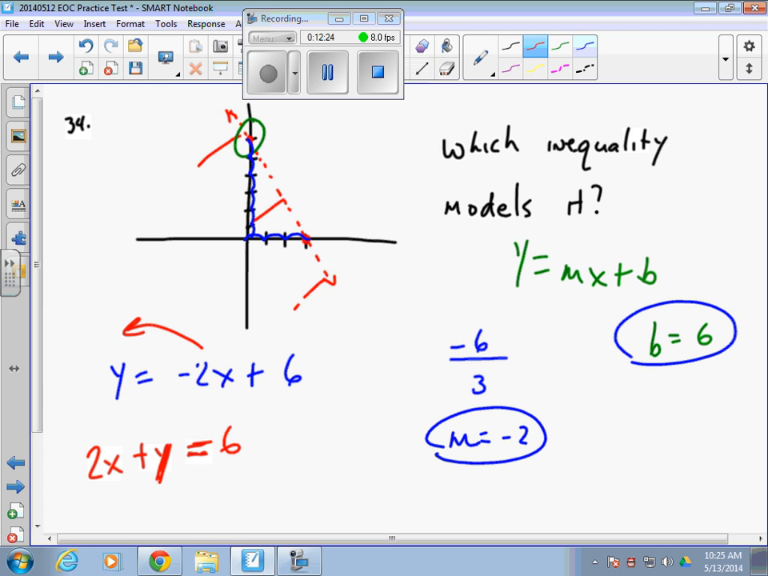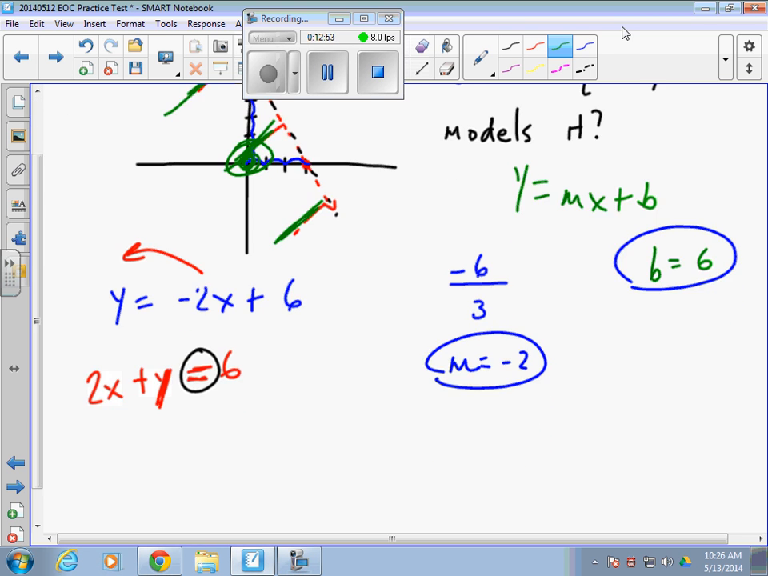So you can see it's either going to be C or D. It's either going to be less than 6 or greater than 6. We know it's a dashed line, so we know it's not or equal to. So we have to determine right now if we want to make it say less than or greater than. We can choose the point 0, 0. It's been a while since we did this too. Do we want to have a true statement or a false statement? You want it to be true because it's shading towards 0, 0.